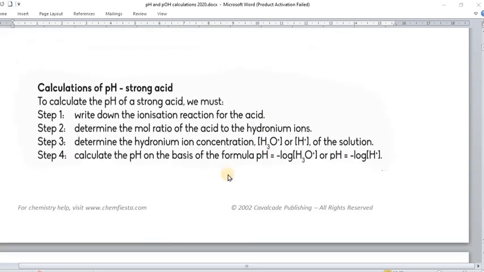Now, basically, if you want to do any calculation, first of all, you need to write down the ionization reaction for the acid, just as I've explained above. Then determine the mole ratio of the acid to the hydronium ion. Determine the hydronium ion concentration. By the ratio, you'll be able to know the concentration. Then from there, you can apply your formula and calculate.